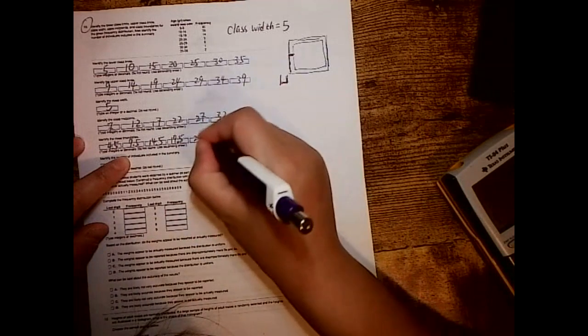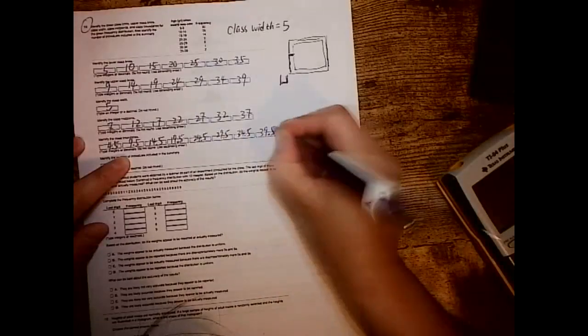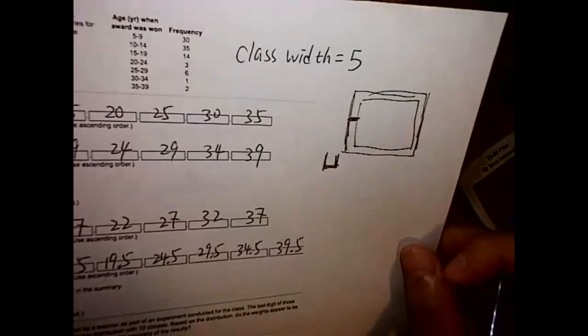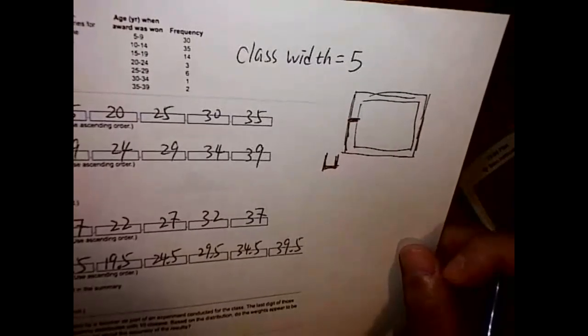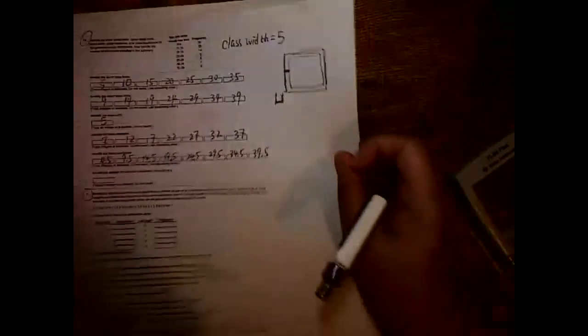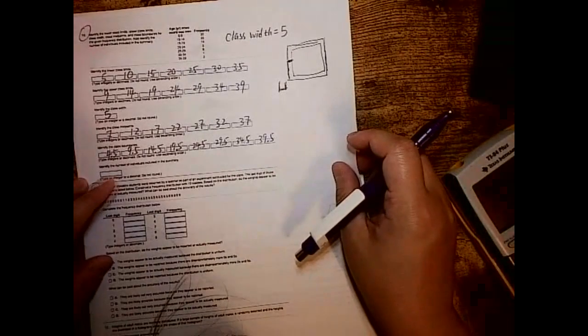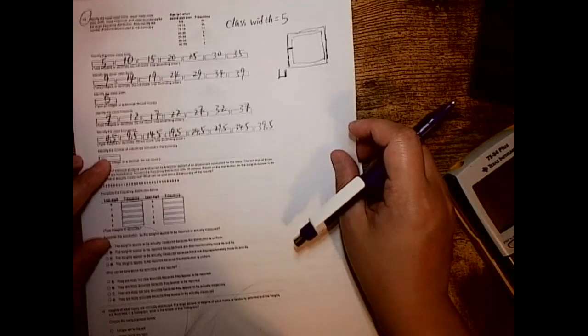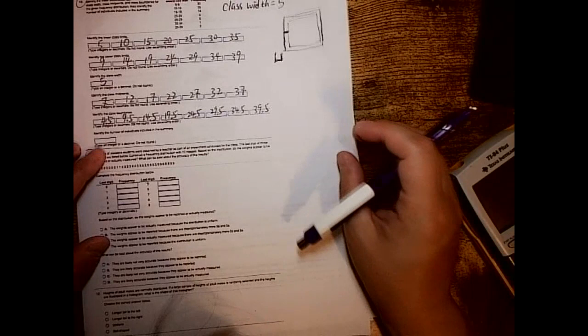Add another 5, 24.5, 29.5, 34.5, 39.5, right? You can see 39.5 is 0.5 more than the biggest upper limit. So that is the boundary, the biggest boundary. Any questions so far? Okay.